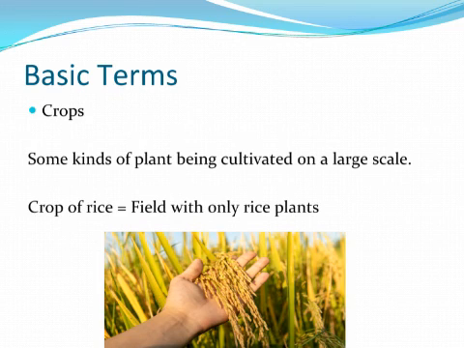All right. So now the next basic term is crops. When a field has the same kind of plants grown, just remember, same kind of plants grown, that is known as crops. So the same kind of plant is being cultivated on a very large scale. For example, you can see it over here, that is a crop of rice, which means a field with only rice plants. Another example could be a crop of wheat, that means a field with only wheat plants.